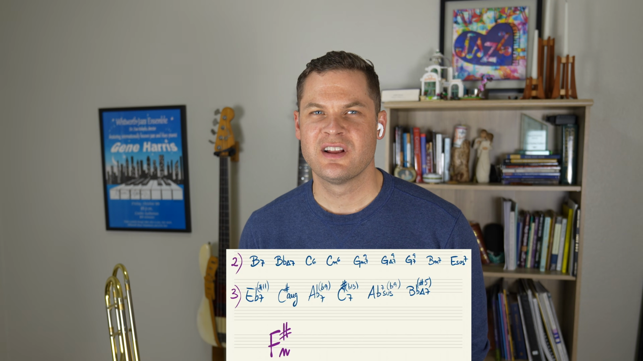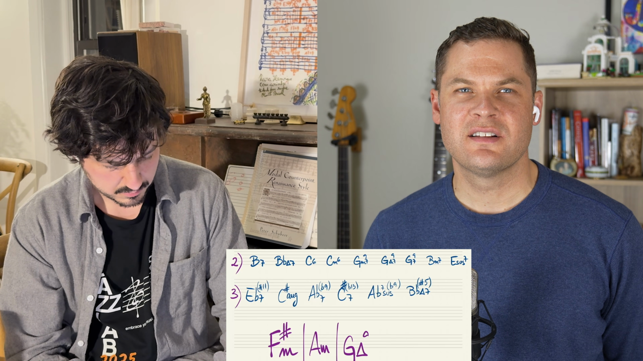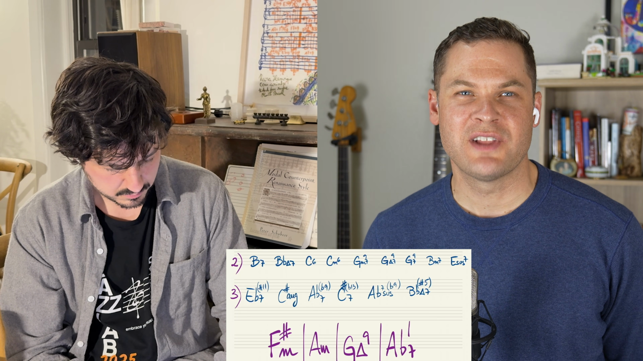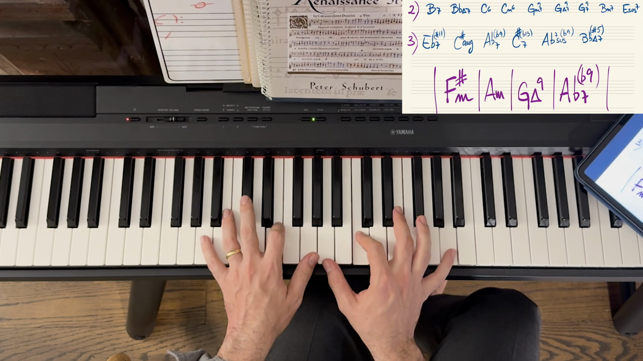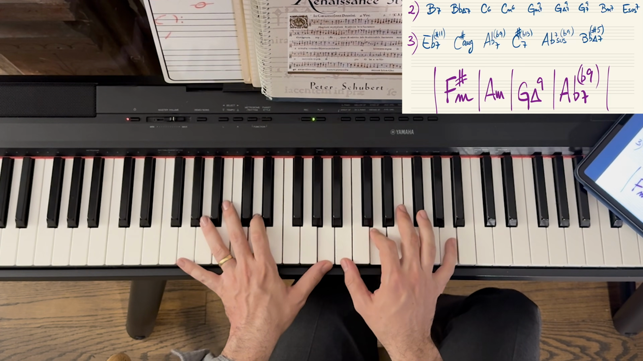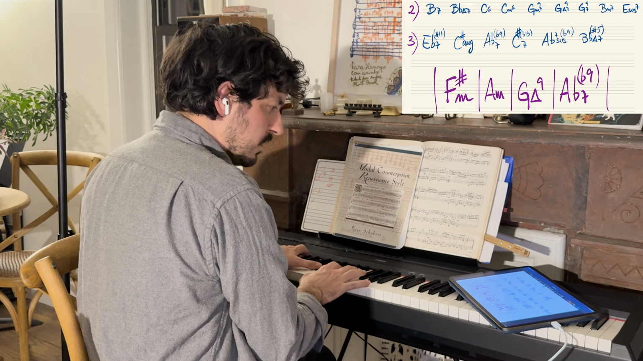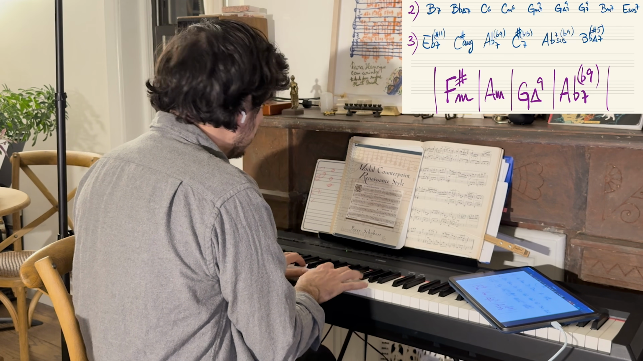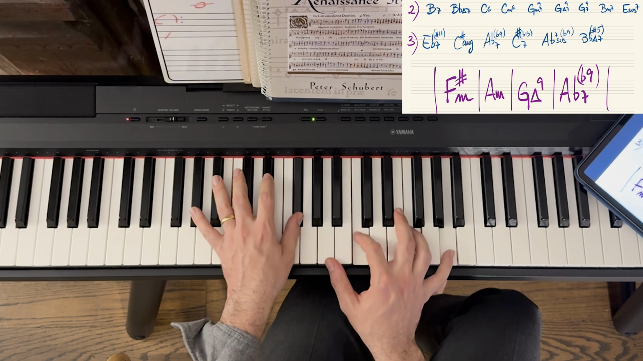What you got? Let's do F sharp minor, A minor, G major 9, and then A flat 7, whatever we had there, flat 9. It sounds really bizarre. What does it say about me that my least favorite is tier 3?